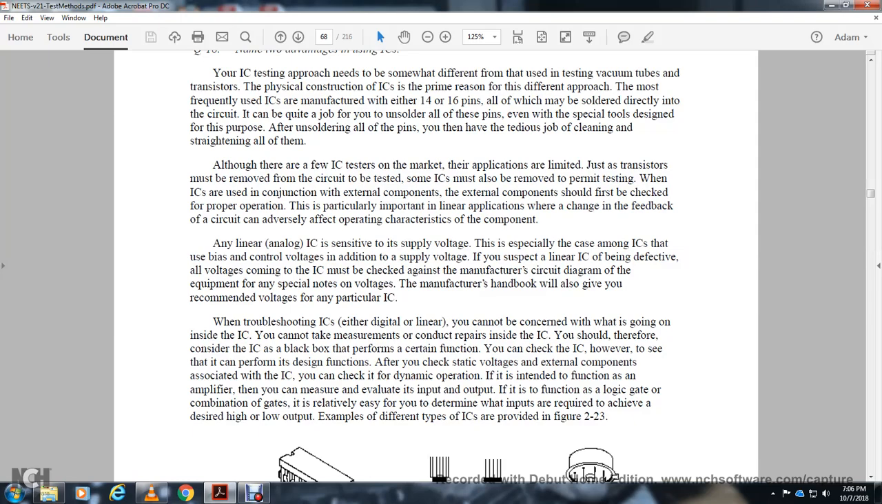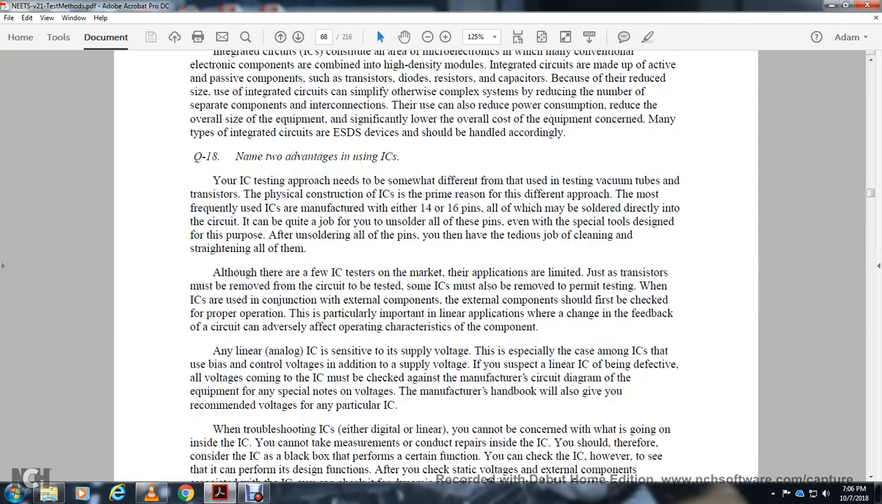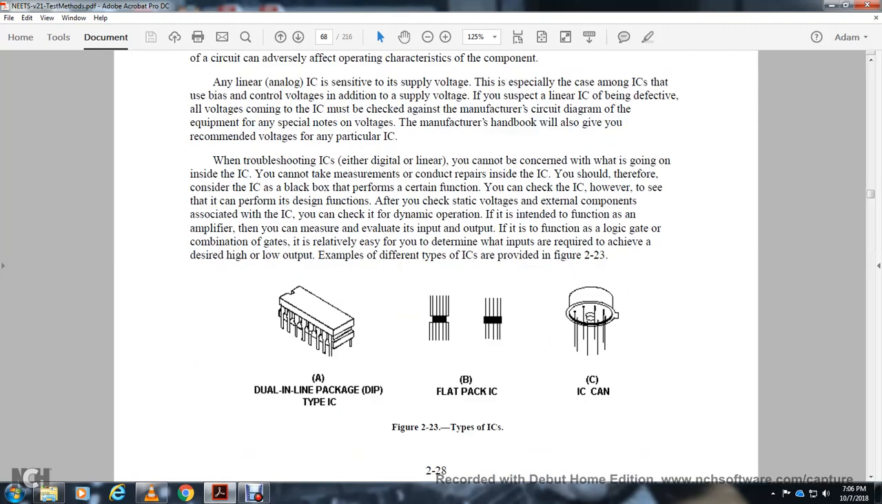The manufacturer's handbook will also give the recommended voltage for any particular integrated circuit. When troubleshooting a digital or linear integrated circuit, you cannot consider what is going on inside the integrated circuit, since you cannot take measurements of the conductors within it. You should therefore consider the integrated circuit as a black box performing a certain function, and check the integrated circuit for that function.